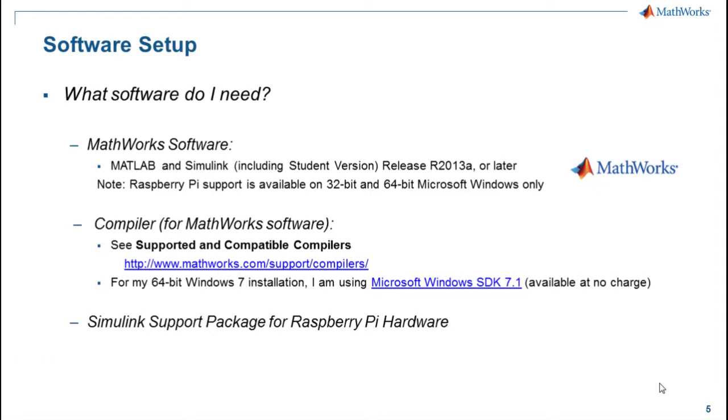We will need a compiler for the MathWorks software. In order to find one, there's a helpful link there that lists all the supported and compatible compilers for MathWorks products. For my 64-bit Windows 7 installation, I'm using a Microsoft Windows SDK 7.1, which is available at no charge. And the third thing we need is a Simulink support package for Raspberry Pi hardware.